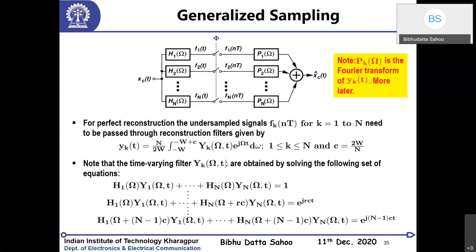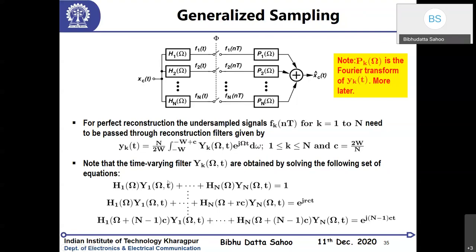Now, what Papoulis said is that yk(t) is obtained by the integral of yk(omega, t). So yk(omega, t) are time varying filters. He said that if I have this system of linear equations, then I can find out what these time varying filters are. And once I find these time varying filters, then I can find yk(t), and then I can take the Fourier transform and of course get back the actual filter. So this is what he said.